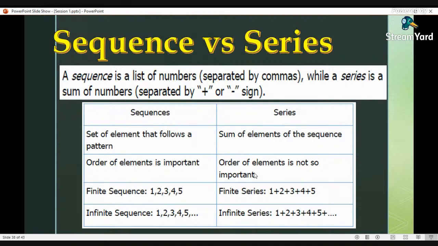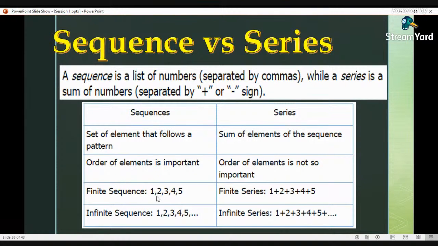Okay, so a sequence is a list of numbers separated by commas, while a series is a sum of numbers. Usually when we have that sum, we can also have positive and negative signs, with the sum having a negative common difference. The sequences are the set of elements that follow a pattern, and the series are the sum of elements of the sequence. In a sequence, the order of elements is important, but in a series the order of elements is not so important. It depends upon the given.